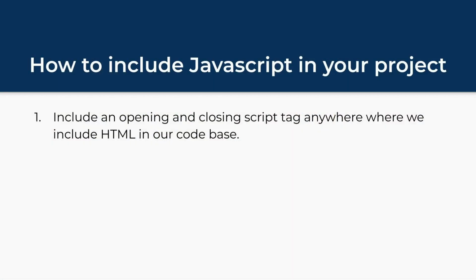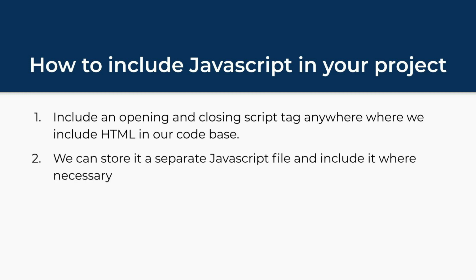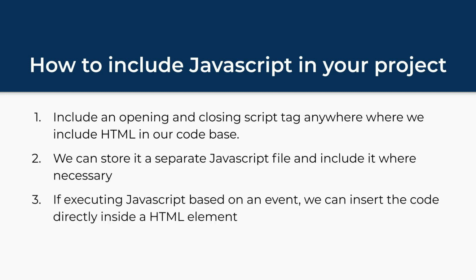Now that we've established the need for JavaScript, let's talk about how and where we write JavaScript. Well, just like any website project, we can either include an opening and closing script tag anywhere we include HTML in our code base. We can store it as a separate JavaScript file and include it where necessary. I'll show you how to do this in Shopify very shortly. If executing JavaScript based on an event, we can also insert the code directly inside a HTML element, although this is not a very common option.